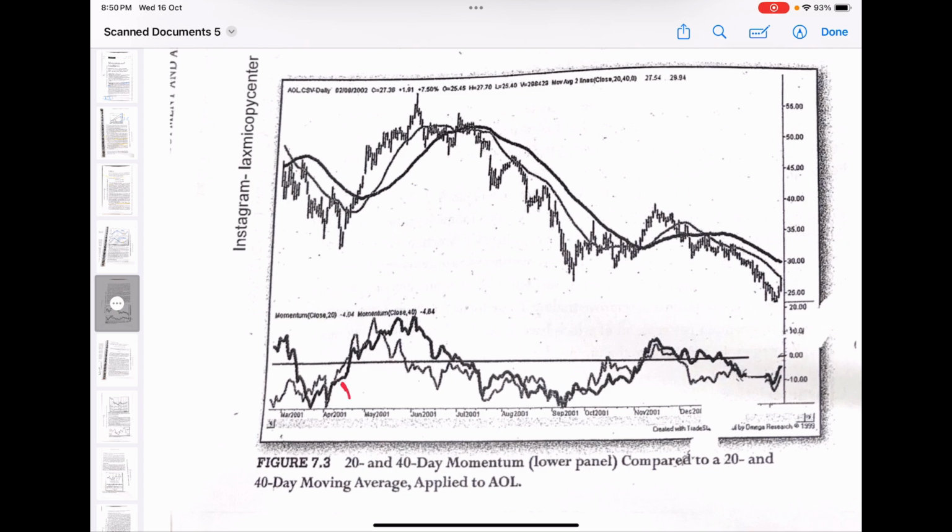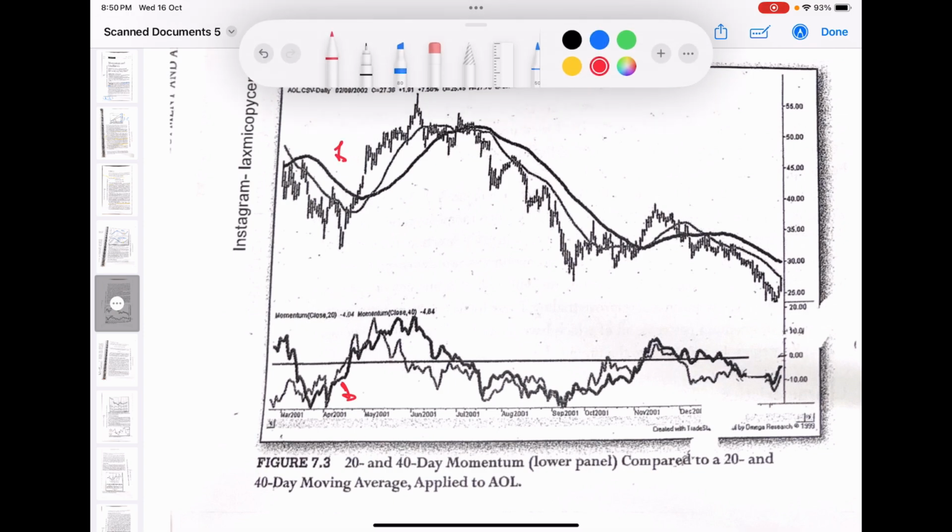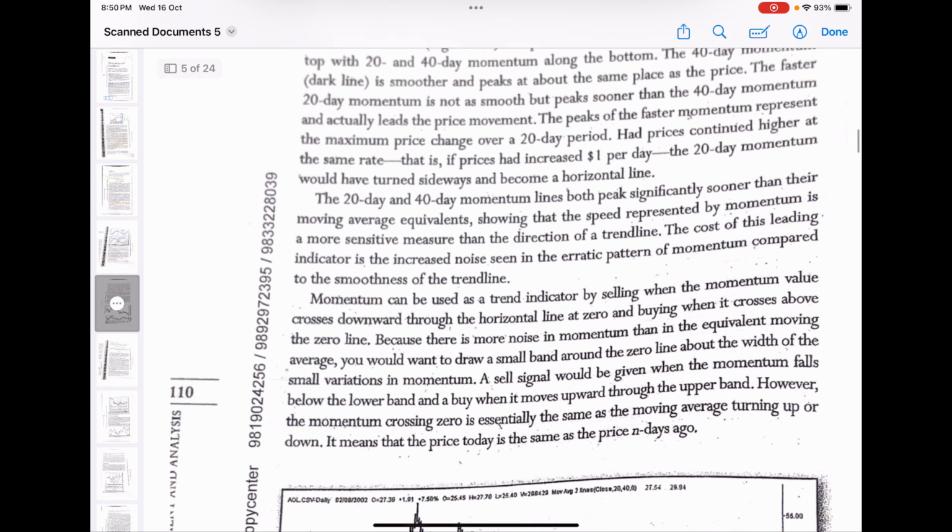Looking at this, the dark one is 40. So as the price was going up, the 40 was going up as well. And you can see that when the 40 started going down, the price went down as well. You can see that the lighter momentum was giving you an earlier signal, which can also be fake. When the price was going down, the lighter one was going up. So the 20 momentum period can give you a lot of fake signals. That is what is being discussed.